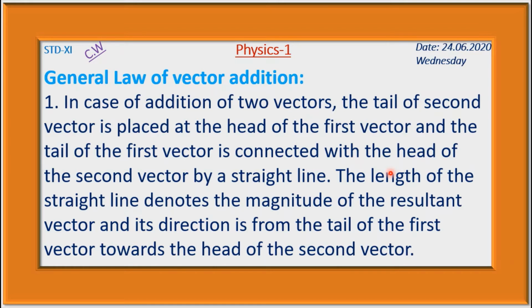That is, if we want to add two vector quantities, that is two vectors, then we have to connect the head of the first vector with the tail of the second vector. Then we will connect the tail of the first vector to the head of the second vector. Then the straight line joining the tail of the first vector to the head of the second vector will give the resultant both in magnitude and in direction.